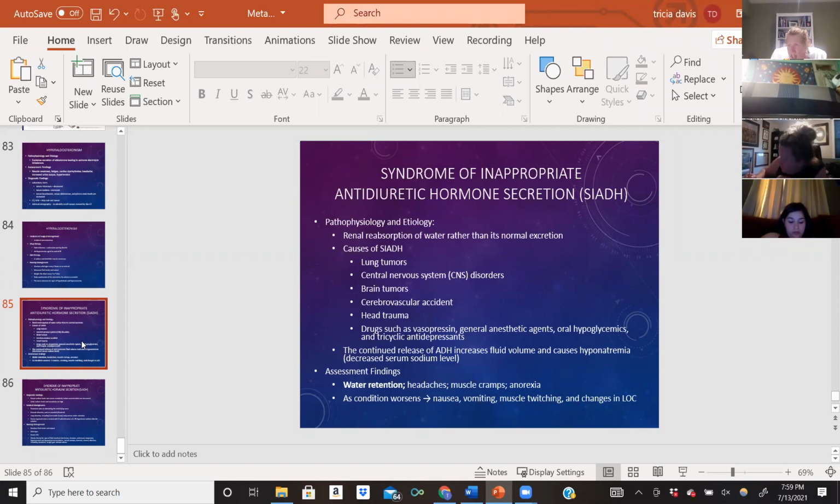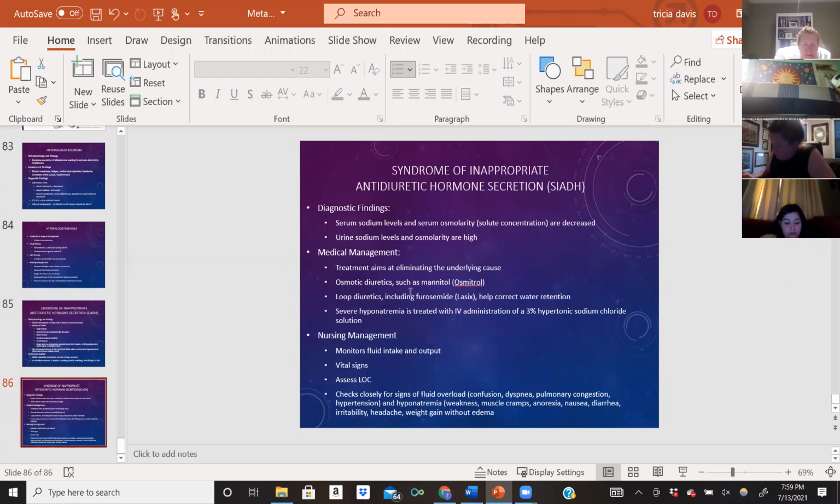They're going to have anorexia. They're not going to feel like drinking. As this condition starts to get worse, they're going to complain of nausea and vomiting. You might see muscle twitching, or they might report to you that they feel their muscles twitching, and then they are going to experience changes in their level of consciousness. So diagnostic findings, our serum sodium levels and serum osmolarity are going to be decreased. Our urine sodium levels and osmolarity in the urine are going to be high.